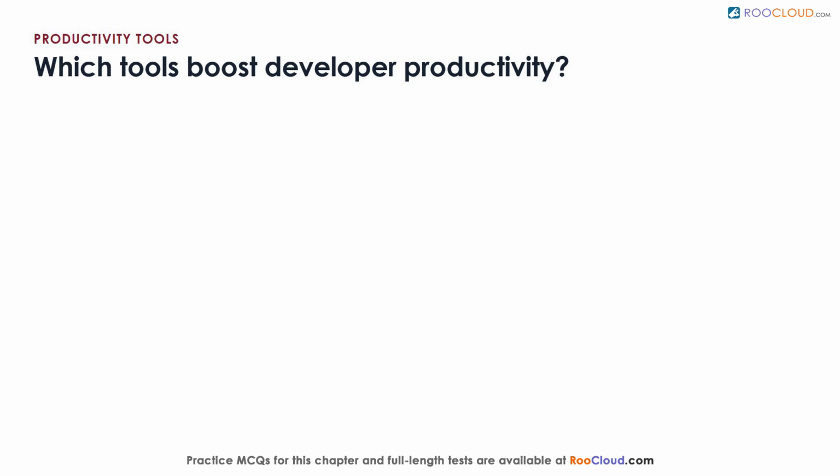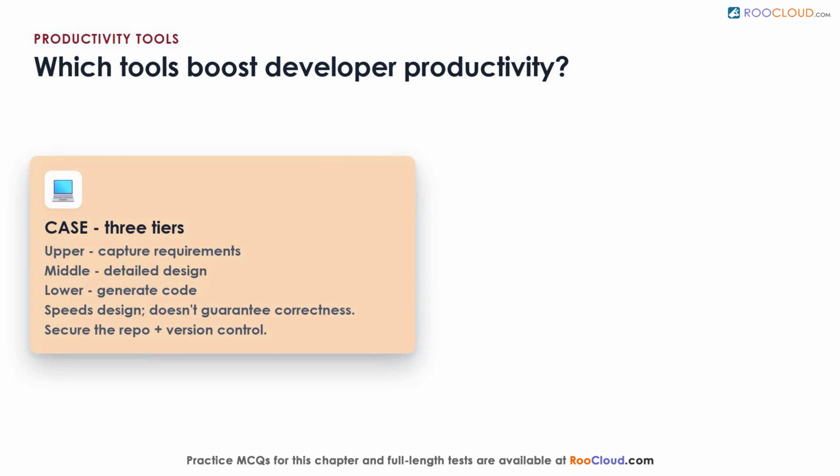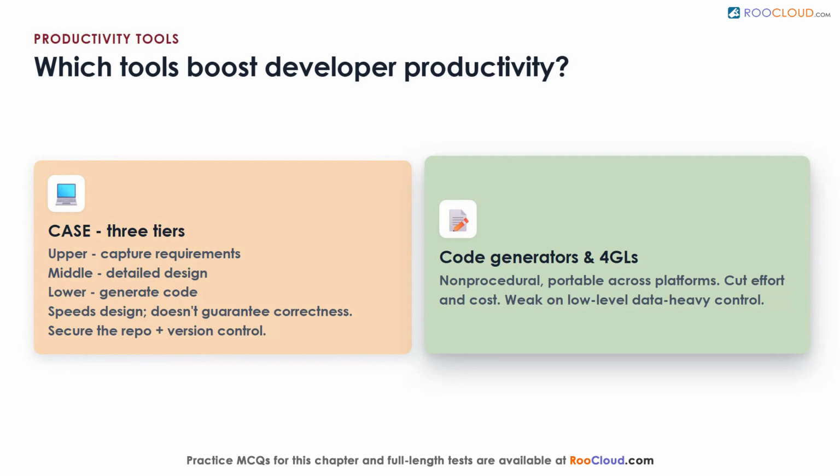Which tools boost developer productivity? Start with computer-aided software engineering. These automated tools support the development process end to end. They split into 3 tiers. Upper tools capture requirements. Middle tools handle detailed design. Lower tools generate the actual code. A caution though, these tools speed design, but they don't guarantee it's correct. So secure the repository and keep strict version control.